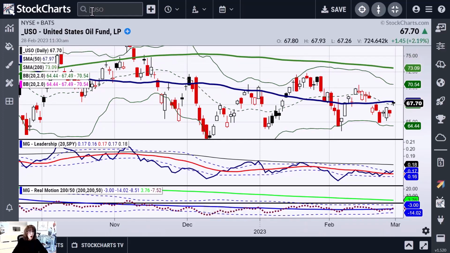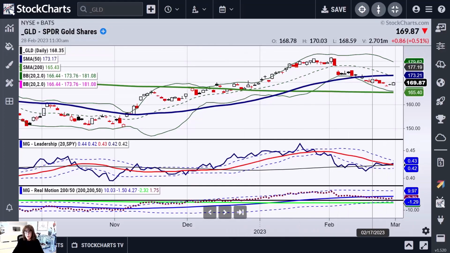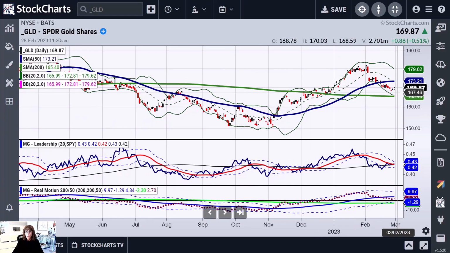Now, since we're on the topic of commodities, let's talk about gold just for one quick second, because I have mentioned to you over and over and over again that I really like the gold market if it holds above 165 or anywhere between 167 and 170.